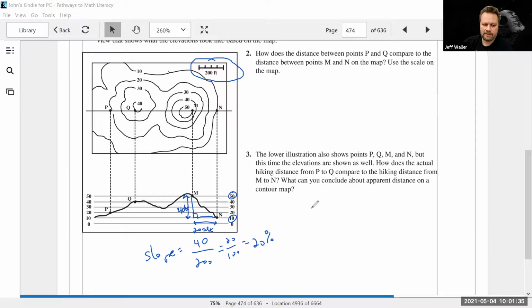Now, the slightly more interesting question is roughly how far would the person walk here? This is the actual distance they travel, isn't it? Because they're not going to burrow into the mountain and then burrow straight up. That would be a very strange way to hike. They're going to walk along the mountainside, aren't they? Can you figure out how long this is?